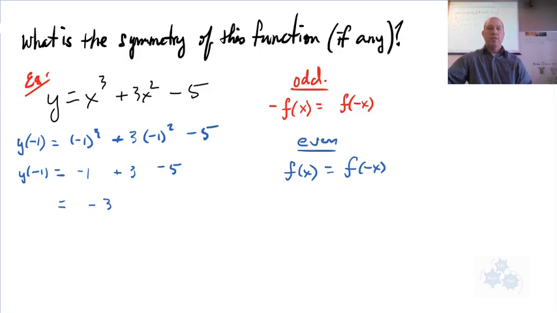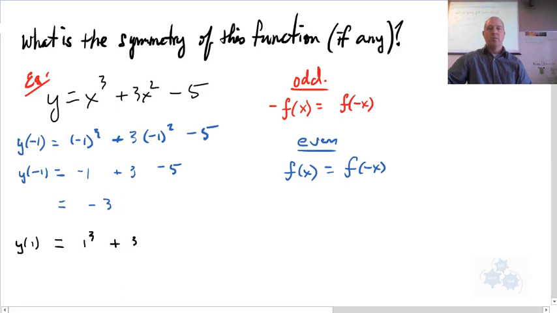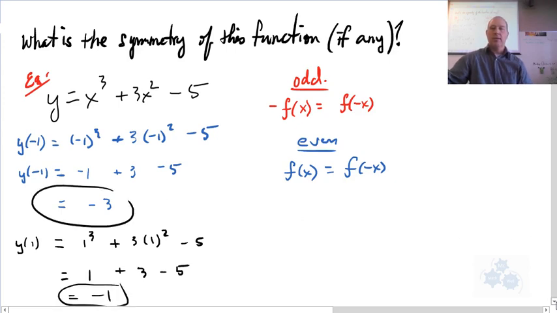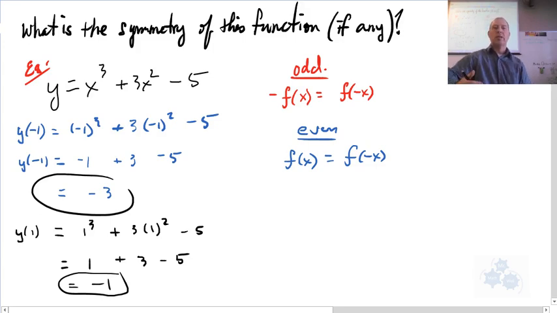And if we do the other version here, just positive 1, well, we have 1 cubed plus 3 times 1 squared minus 5. That's going to be 1 plus 3 minus 5, and that's going to be negative 1. So if I've done my mental math correctly here and kept track of everything, what do we see? Does this function have symmetry or not? No. Because if this was a positive 3 and a negative 3 or whatever, we would have something. If they were both this exact same value, we would have something. But the majority of functions don't have any symmetry.